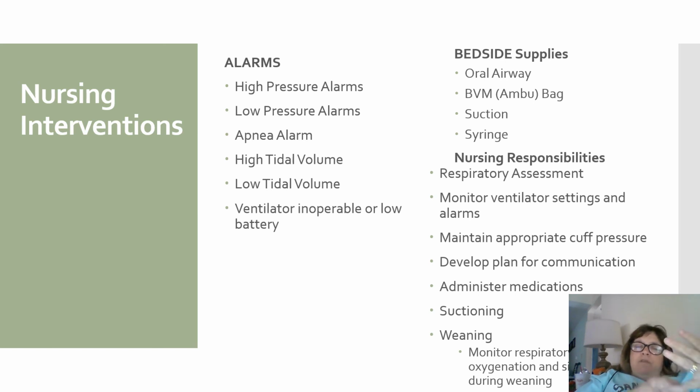If somebody's on a ventilator, at your bedside there should always be the oral airways. We talked about that in the first PowerPoint. You need to make sure you have a bag valve mask, and it needs to be hooked up to oxygen, suction, and a syringe. The syringe is because, remember back in the first PowerPoint, the ET tube has a cuff, and that's inflated with air. That's respiratory's responsibility, but we always keep that at the bedside.